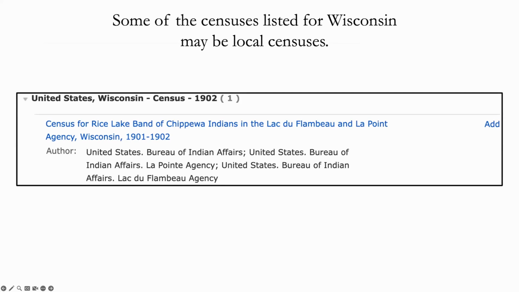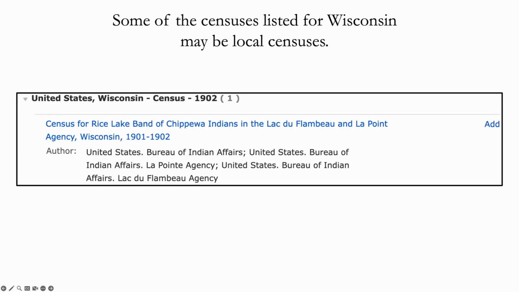Here's a census of 1902. It's actually from 1901 to 1902 for the Rice Lake Band of the Chippewa Indians in Lac du Flambeau and La Pointe Agency in Wisconsin. Having done a considerable amount of research on Native Americans, it was interesting to me to run across this kind of record. In other words, this is a record of some Native Americans that is not in the federal census.